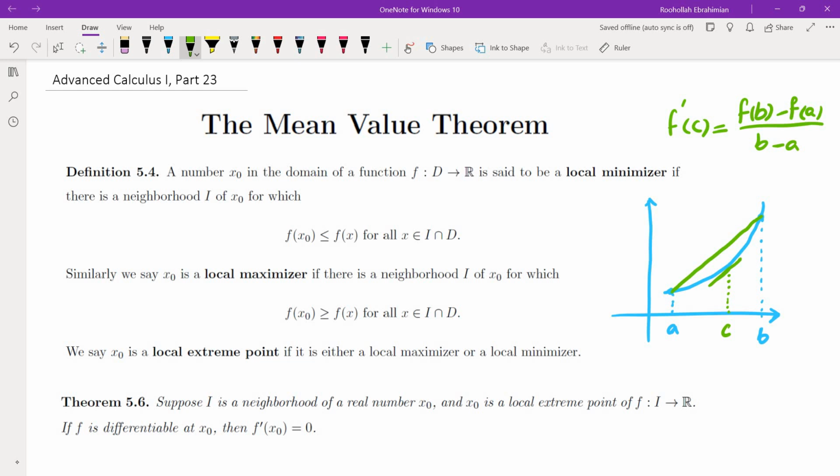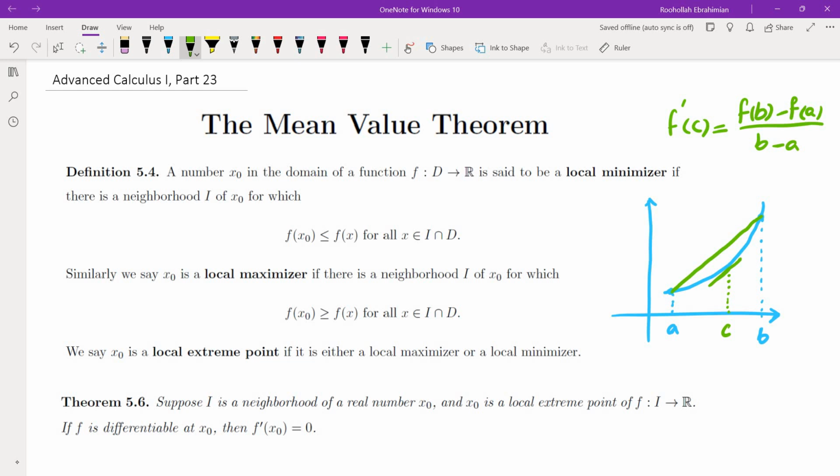In order to prove the mean value theorem, we need some preparation. The first thing we need is the definition of local maximizer and local minimizer. We say a function has a local minimum at a point when the value of the function at that point is smaller than or equal to all of the values close to that. Now, how do we articulate that? This is the definition that can articulate this concept.